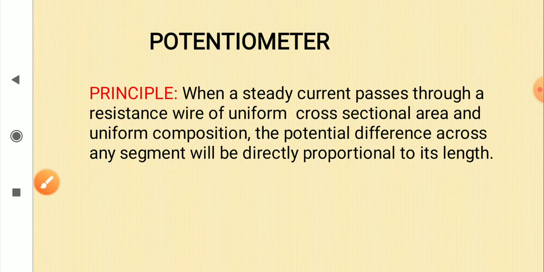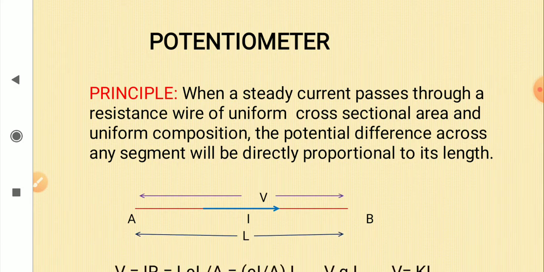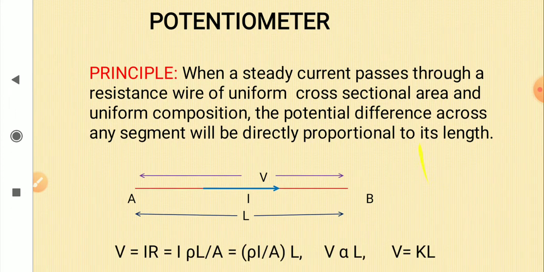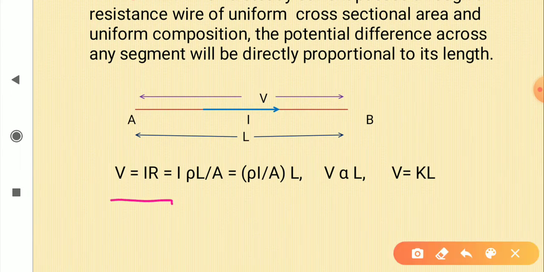That means when we have any resistance wire, say AB, and a constant current is passing through it, then the potential difference across its length will be directly proportional to its length. That is the principle, and it is very easy to understand using Ohm's law. See, the potential difference across this resistance wire is equal to IR, and R can be written as rho L upon A. Right? Now just rearranging the terms, I can write V = rho I upon A times L.